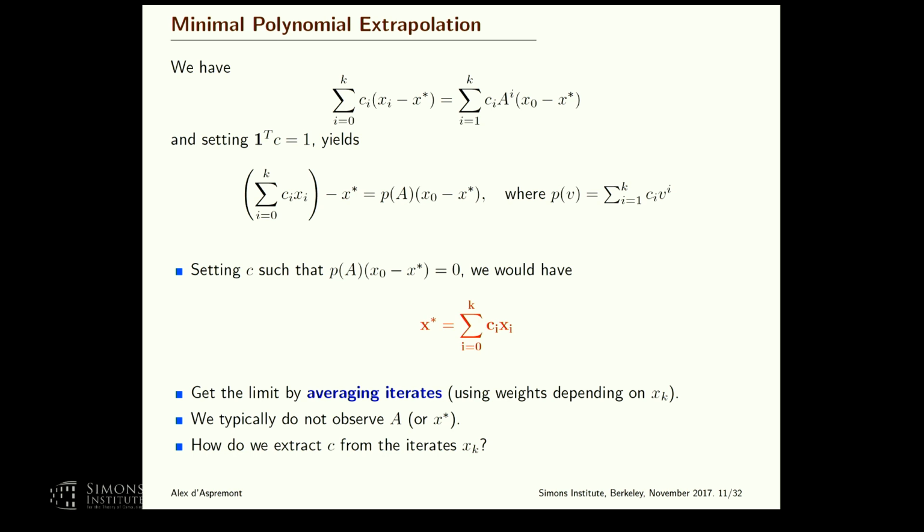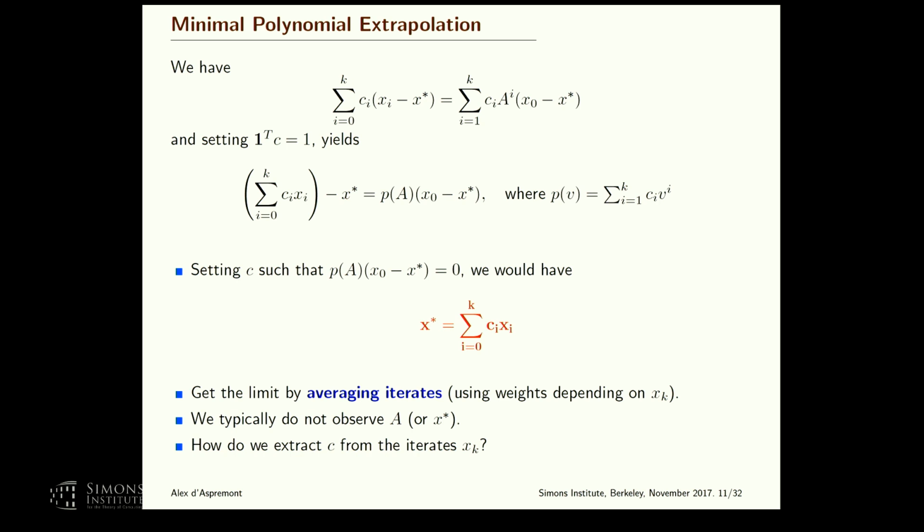And if we take linear combinations of those iterates and the difference with x star, what we get is a polynomial in the matrix A applied to the vector x0 minus x star. And if I normalize the weights to 1, then I can write that the difference between a c-weighted average of the iterates x_i and the limit is equal to some polynomial p of the matrix A times the vector x0 minus x star. And so in particular, if somehow p of A times x0 minus x star is equal to 0, then my c-weighted average of the iterates is exactly the limit x star. Okay, so this is what we want to obtain in the end.